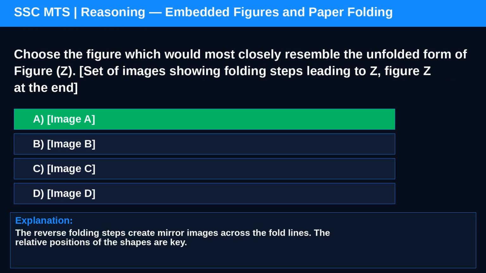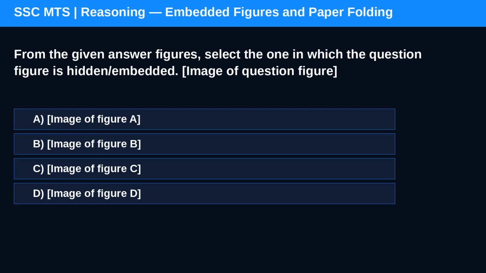Correct answer is A. The reverse folding steps create mirror images across the fold lines. The relative positions of the shapes are key. Question 5. From the given answer figures, select the one in which the question figure is hidden or embedded. Image of question figure. Option A, image of figure A. Option B, image of figure B.